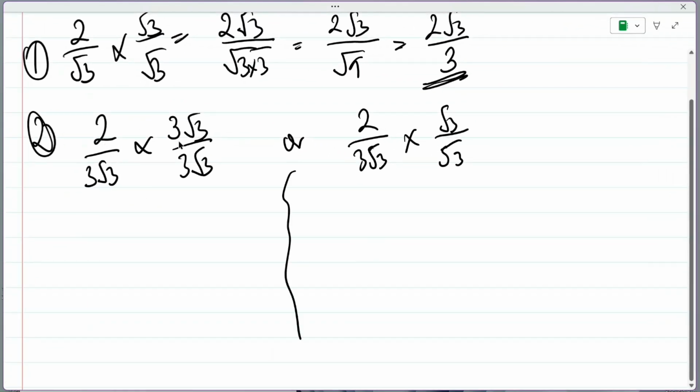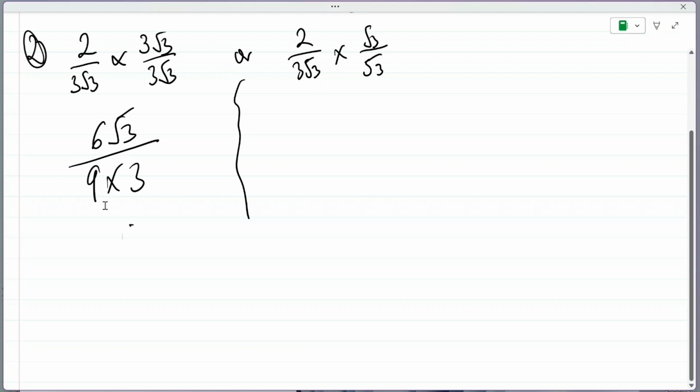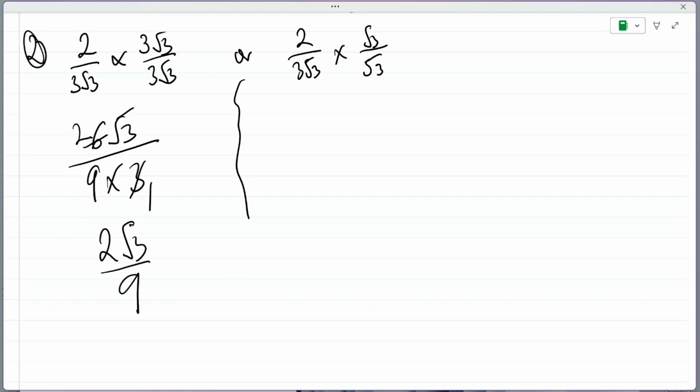We have 2 times 3, that's 6 root 3 over 3 times 3, that's 9. Then root 3 times root 3 is same thing as 3 times 3. At this point, you can cut to the lowest term. You can say 3 into 3 is 1, 3 into 6 is 2. Or you can multiply first, then you divide. So you have it as 2 root 3 over 9. That's your final answer. Let's try this where we just used only root 3.